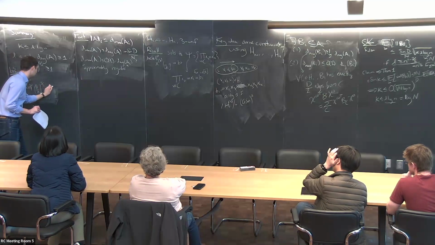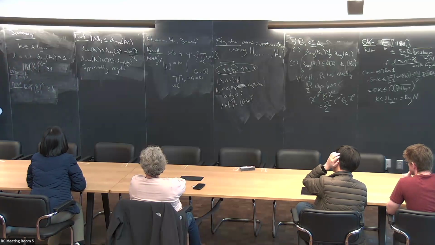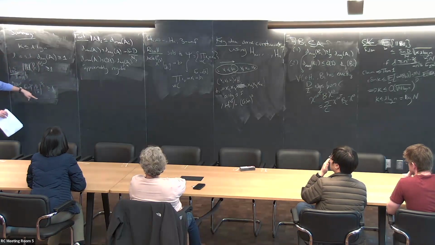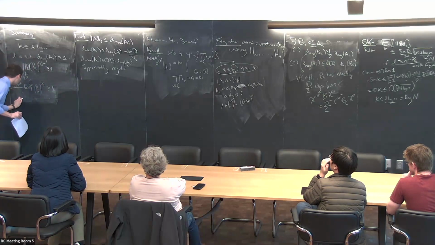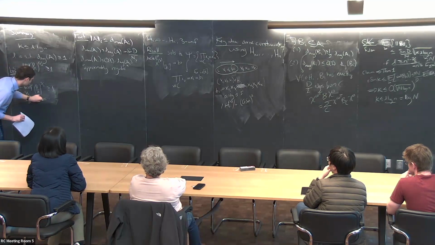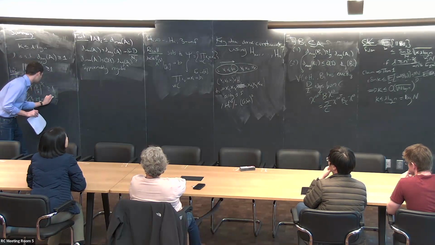I want this to be at least 1. There's an n squared and an n to the 5/2. I subtract, and I get L to the 5/2 divided by n to the 1/2 should be at least 1. In other words, L should be about n to the 1/5.